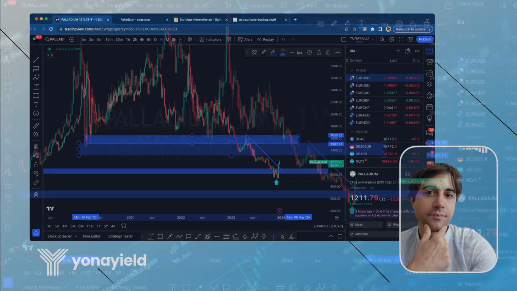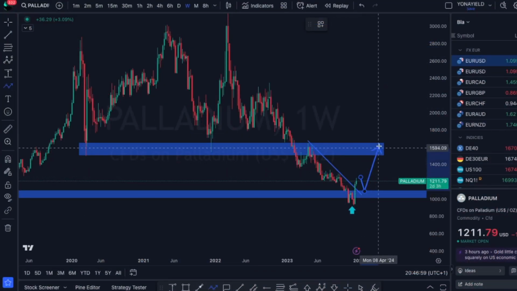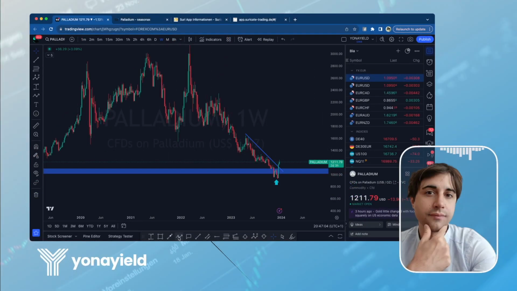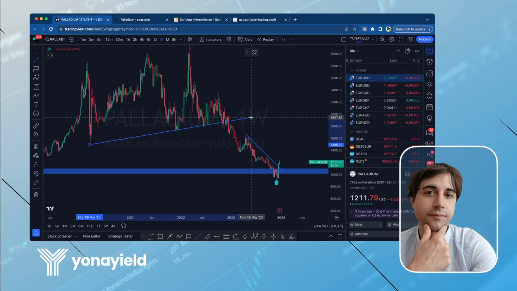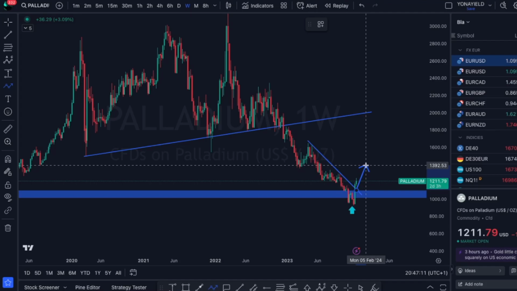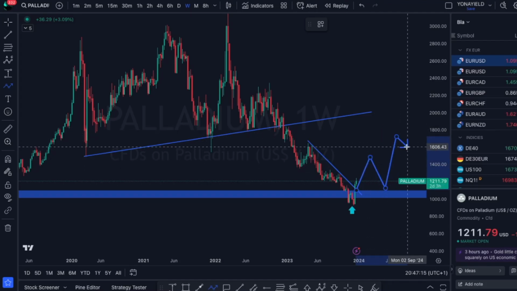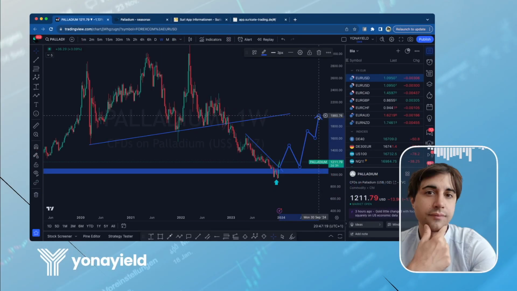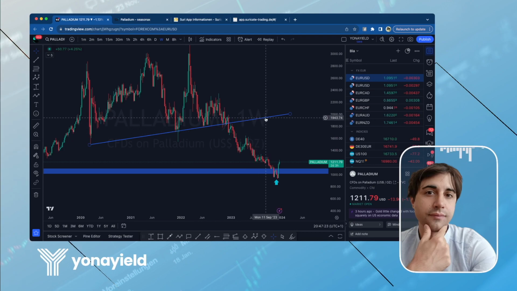So very interesting. What could be the targets? So this here would be basically the first target, again the 1600. There could be other targets though. If we think about a trend line pullback, I can see one here. So in the long term, something like this could even happen, right? Where we go again back to the 2000 price level. So very interesting. Definitely keep it on the radar.